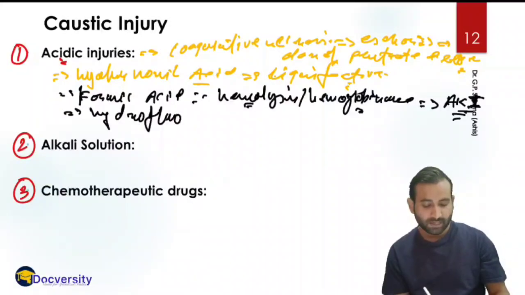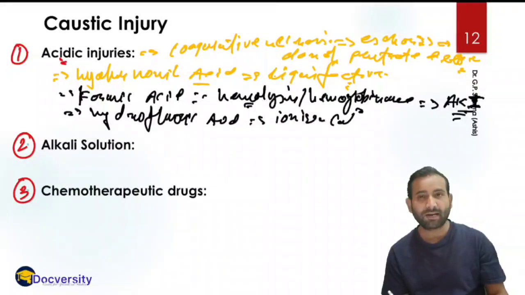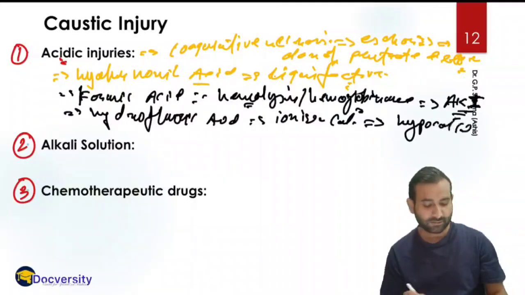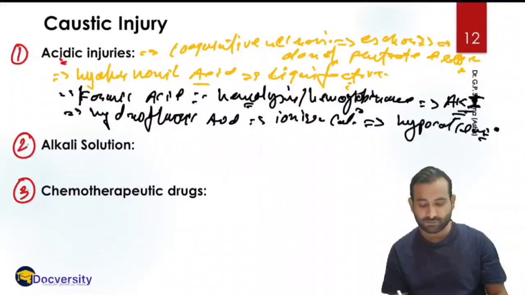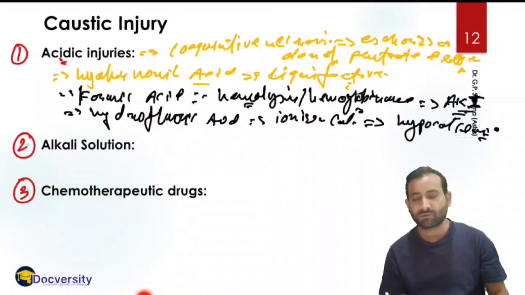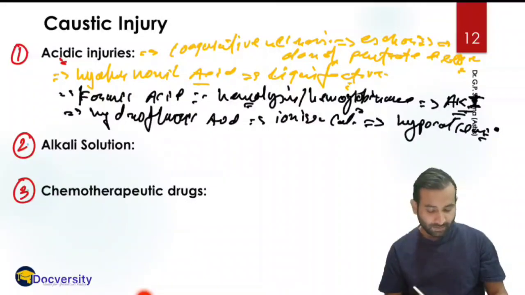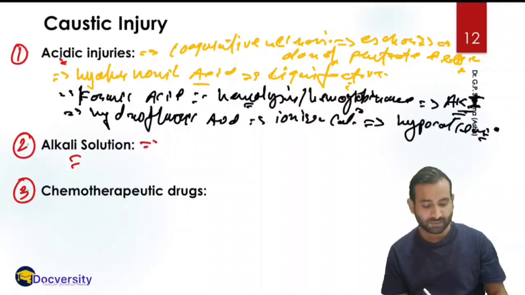Similarly, we have another, that is hydrofluoric acid. Hydrofluoric acid binds with ionized calcium. If it binds with ionized calcium, it causes hypocalcemia. Is that clear? So if a patient comes to you with a hydrofluoric acid burn, the patient will develop hypocalcemia. You have to be careful in management. Similarly, we have the alkaline solution burn, which we know already. Alkaline solution produces what?